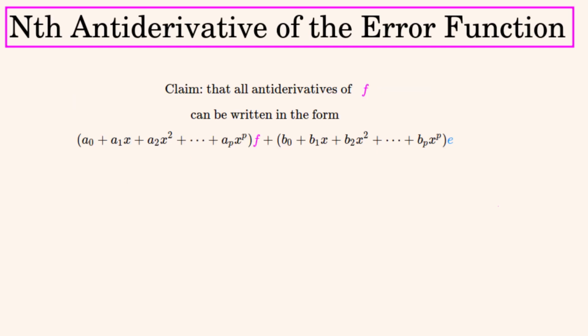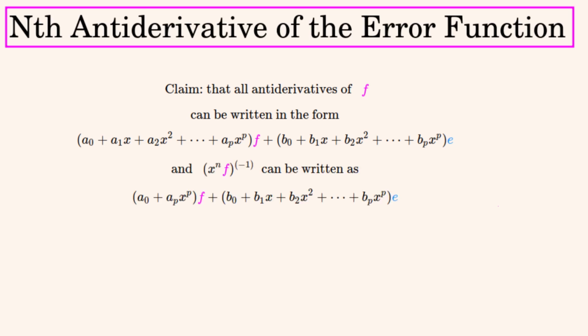So I'm going to make a claim that all of the antiderivatives of f can be written as finite polynomials of x multiplied by f and e, so that we won't be in need of any more functions like f that we'd need power series to calculate. And this term can be written like this, with only two terms multiplied by f. I'm not going to prove it directly, but I am going to use this fact to get the antiderivatives of f to any finite value.